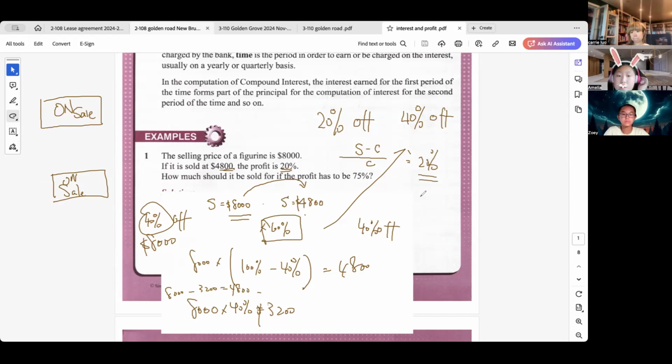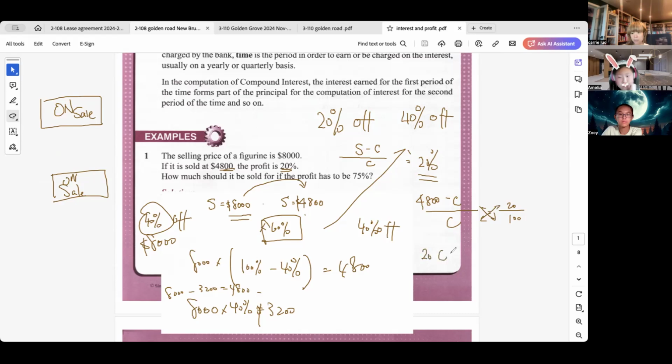The selling price is 4,800. Very good. Do we know the cost? We don't know the cost, we just leave it as cost. Equals what? Equals 20%. Okay, so now how to do this? Remember, we know cross times.